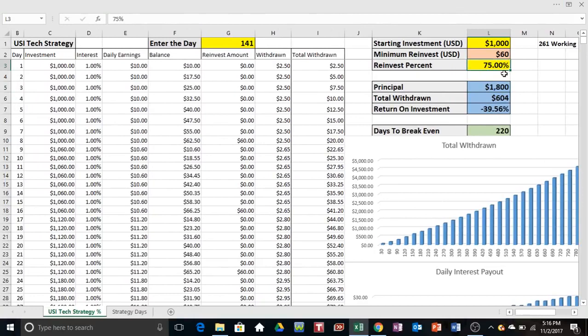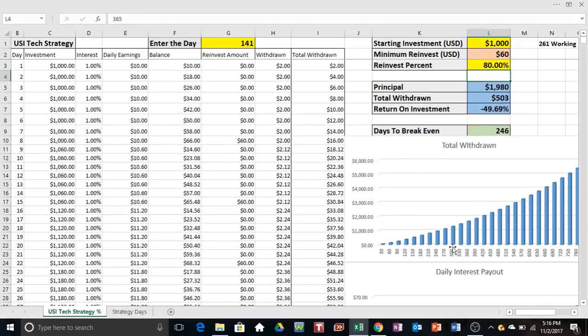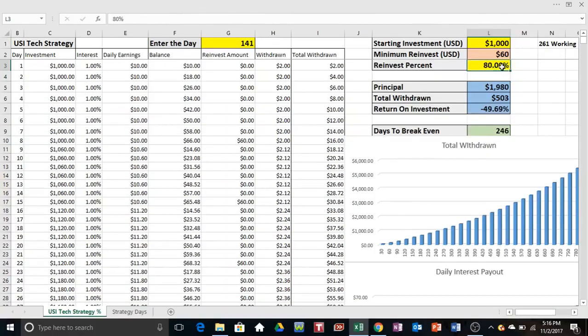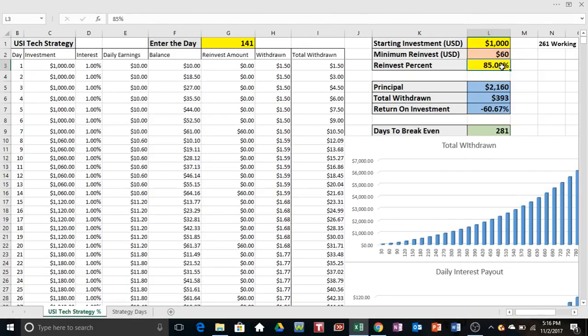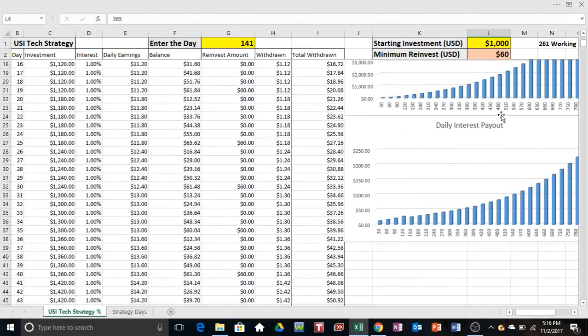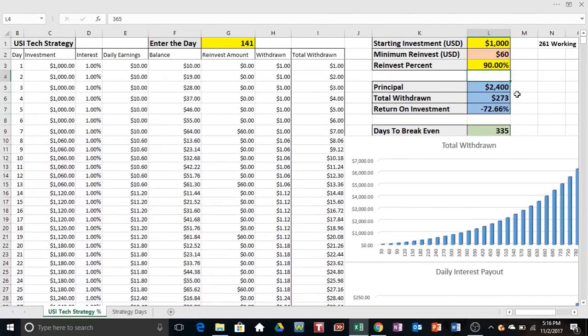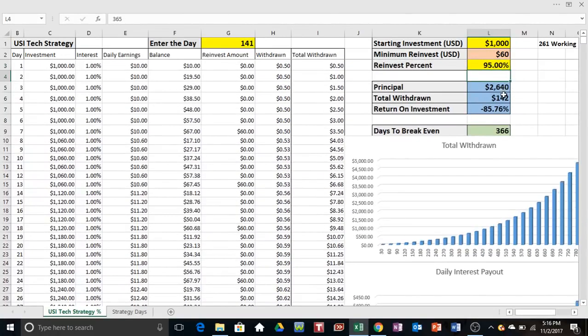And then of course it changes if you go 80%. You get this more exponential type curve here, and you get bigger growth over here in the daily interest payout. And of course it just gets higher as you go. 85%, 95%, 90%. But there is a point of diminishing returns, and that's right around 95%. You would get to see that.